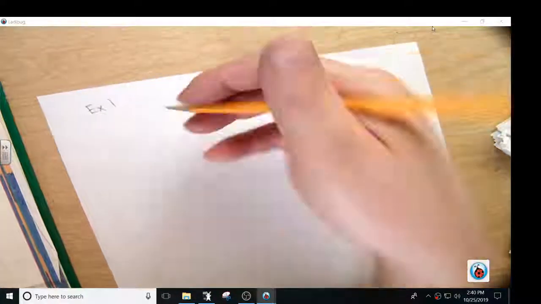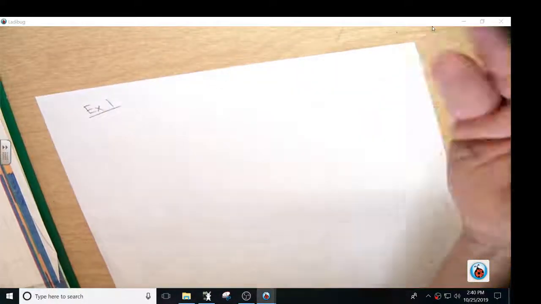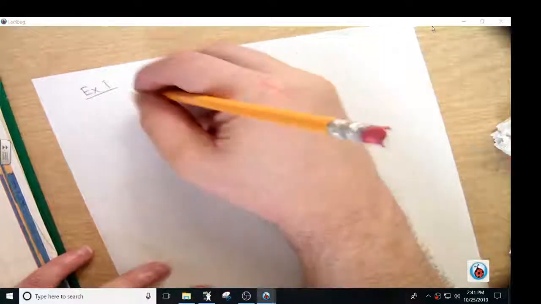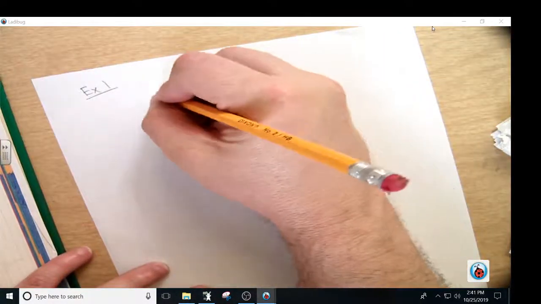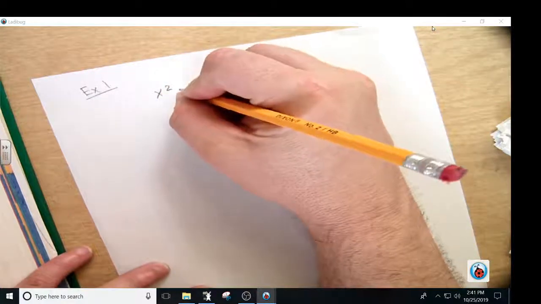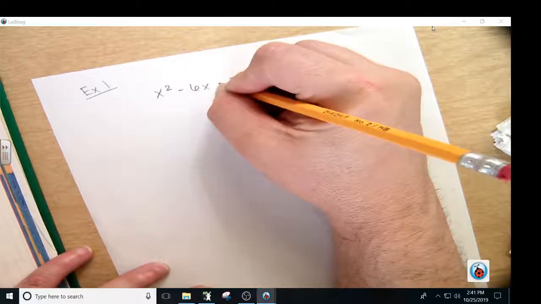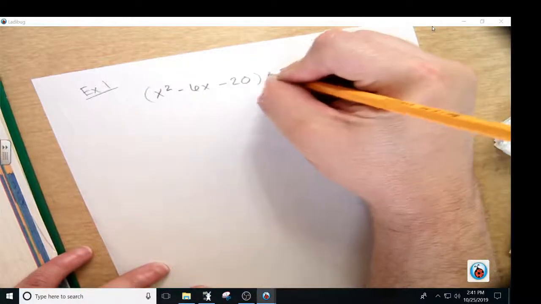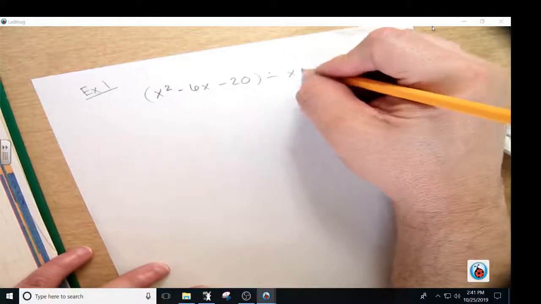If certain criteria is met. So without any more talking, let's go ahead and do an example. So we have x squared minus 6x minus 20 divided by x plus 2.